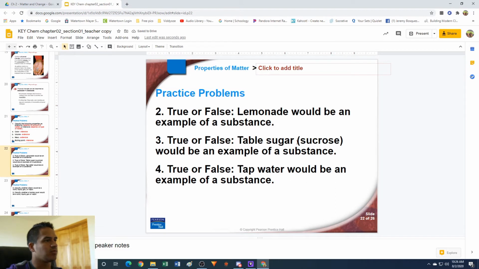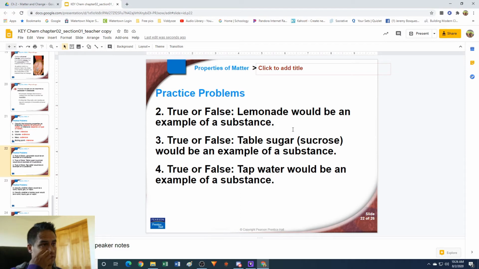All right. Number 2, true or false, lemonade would be an example of a substance. So remind ourselves, again, substances are things that have a uniform composition, meaning that they look the same. If you look at it, it looks the same everywhere. And they also have a definite composition, meaning that no matter where you find it in the world or the universe, it's always made of the same material the same way.